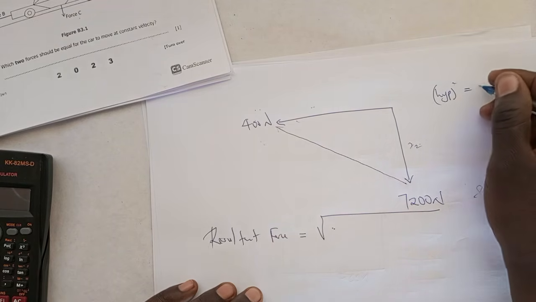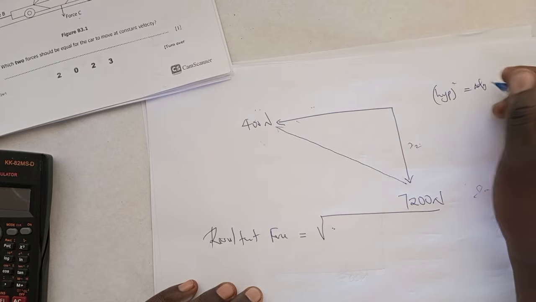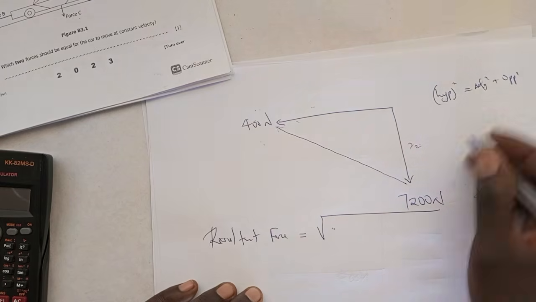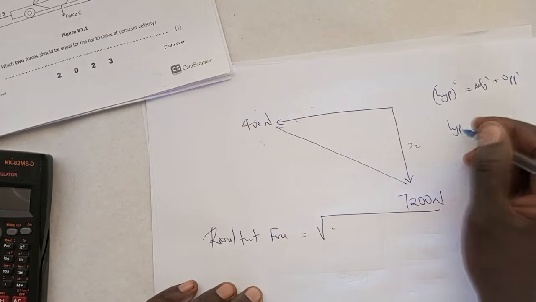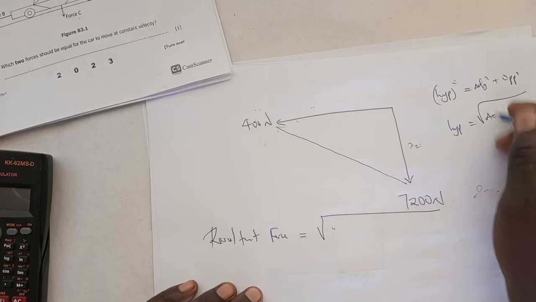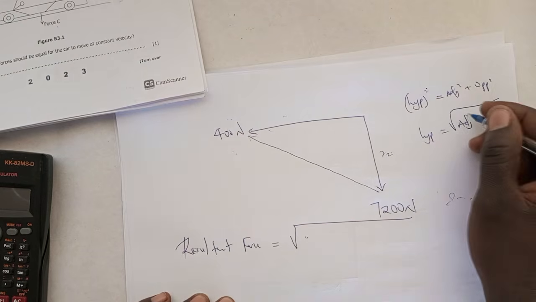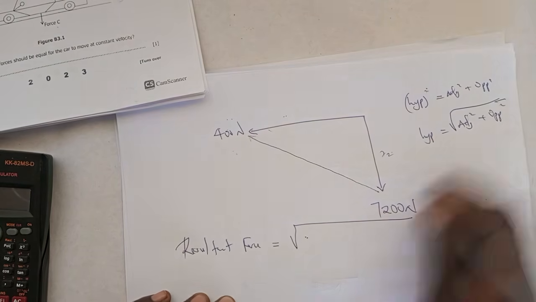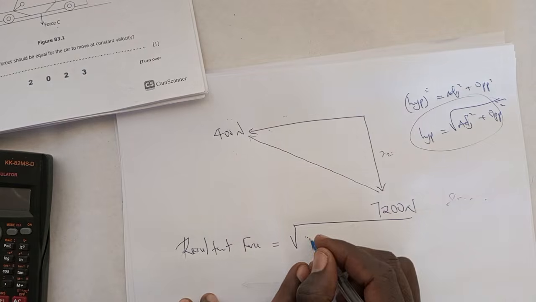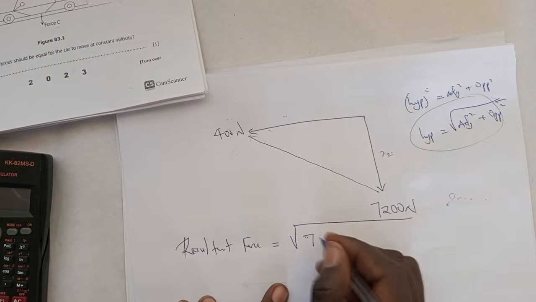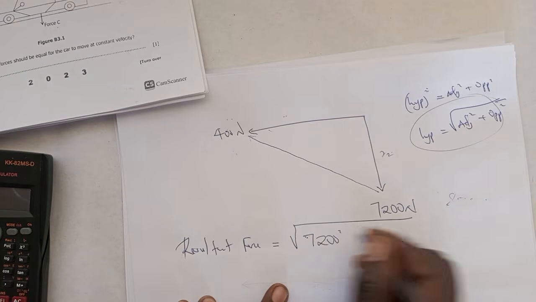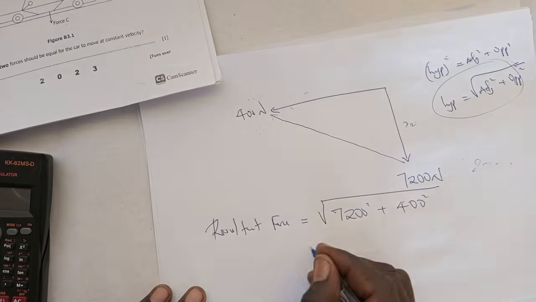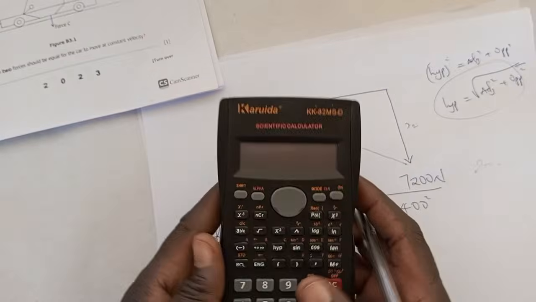squared is equal to adjacent squared plus opposite squared. So to remove this square, we are going to say hypotenuse is equal to the square root of adjacent squared plus opposite squared. So this is what we've just picked and brought here. We're going to say 7,200 squared plus 400 squared. And what would be our answer there?